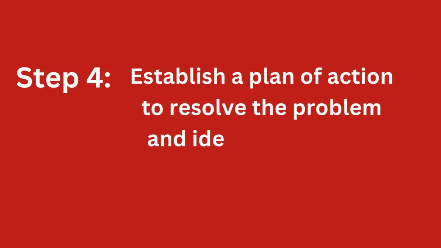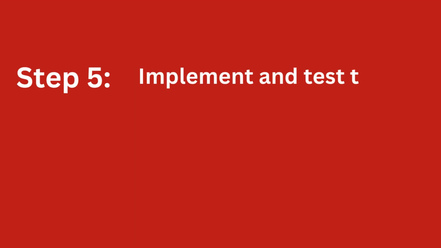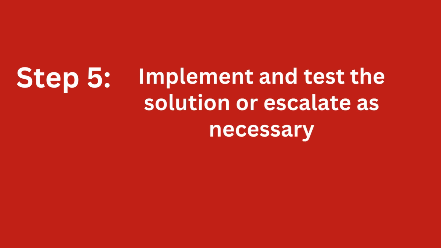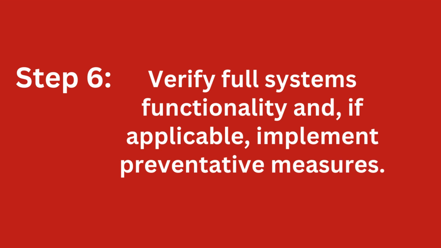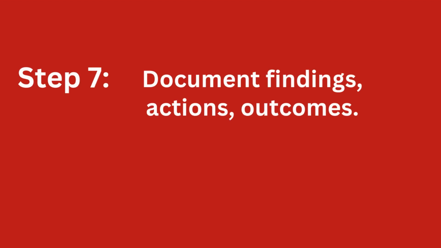B. If theory is not confirmed, reestablish new theory or escalate. Step 4. Establish a plan of action to resolve the problem and identify potential effects. Step 5. Implement and test the solution or escalate as necessary. Step 6. Verify full system functionality and, if applicable, implement preventative measures. Step 7. Document findings, actions, and outcomes.